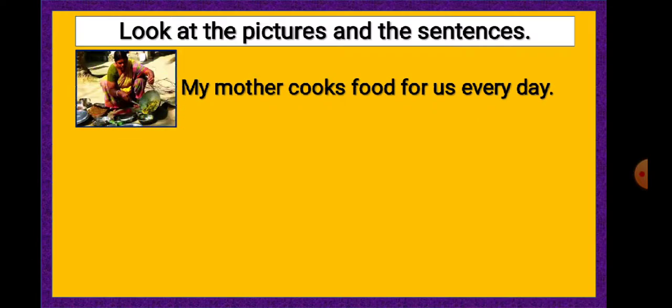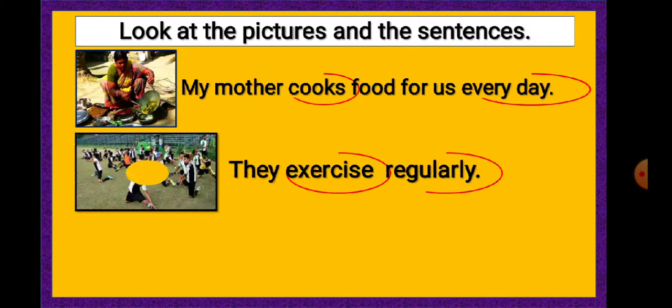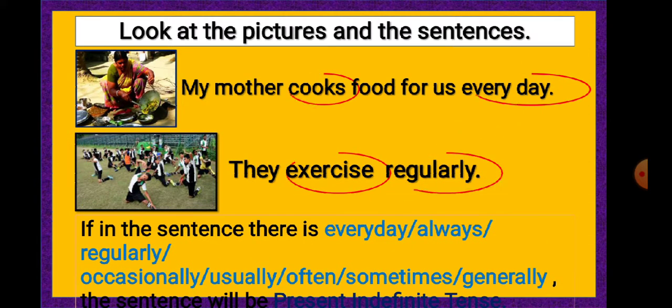Look at the pictures and the sentences. My mother cooks food for us every day. They exercise regularly. If in the sentence there is every day, always, regularly, occasionally, usually, often, sometimes, or generally, the sentence will be present indefinite tense.